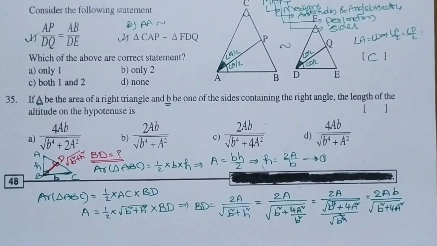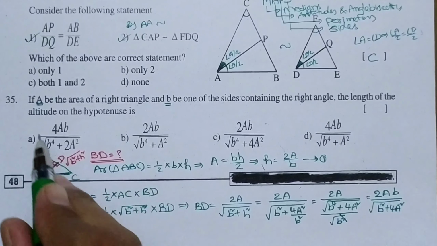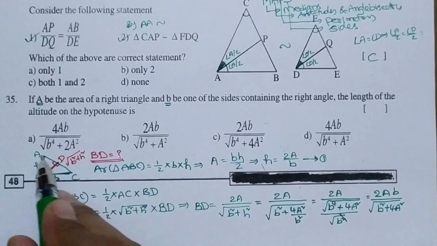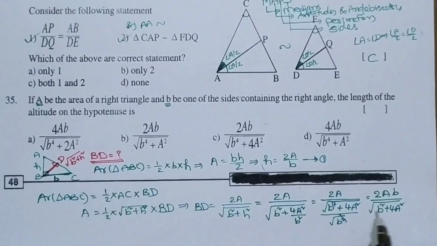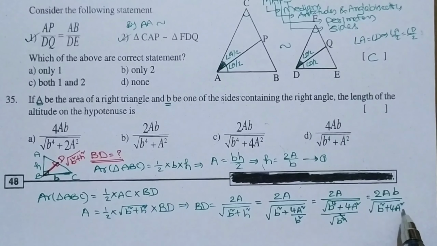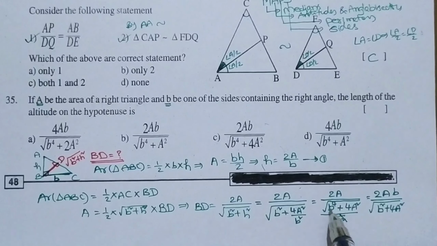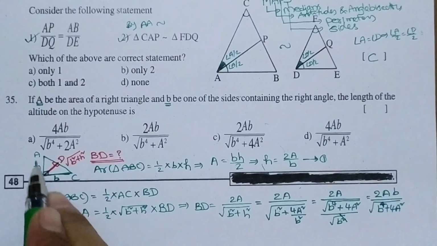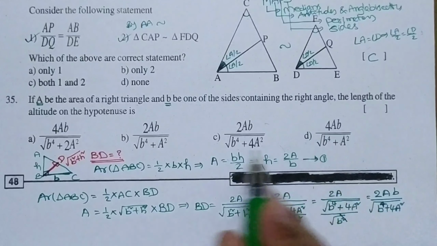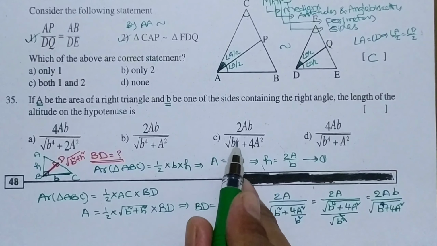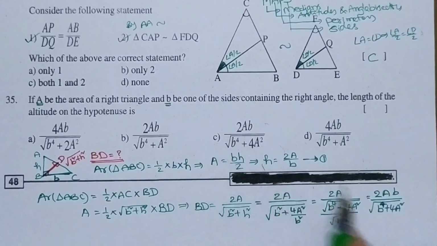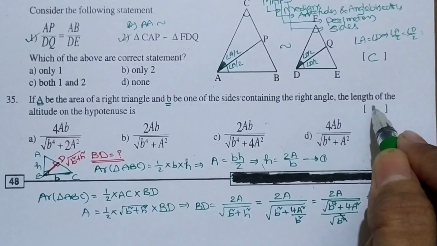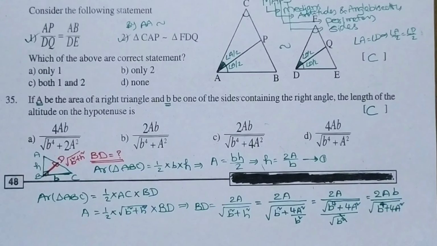This is the value of BD. BD is nothing but the length of the altitude on the hypotenuse AC. So finally BD is 2Ab by under root b power 4 plus 4A square. Here it is b power 4, b square into b square is b power 4. Let us see the options for question 35. See, option C is suited. So option C is the right answer.